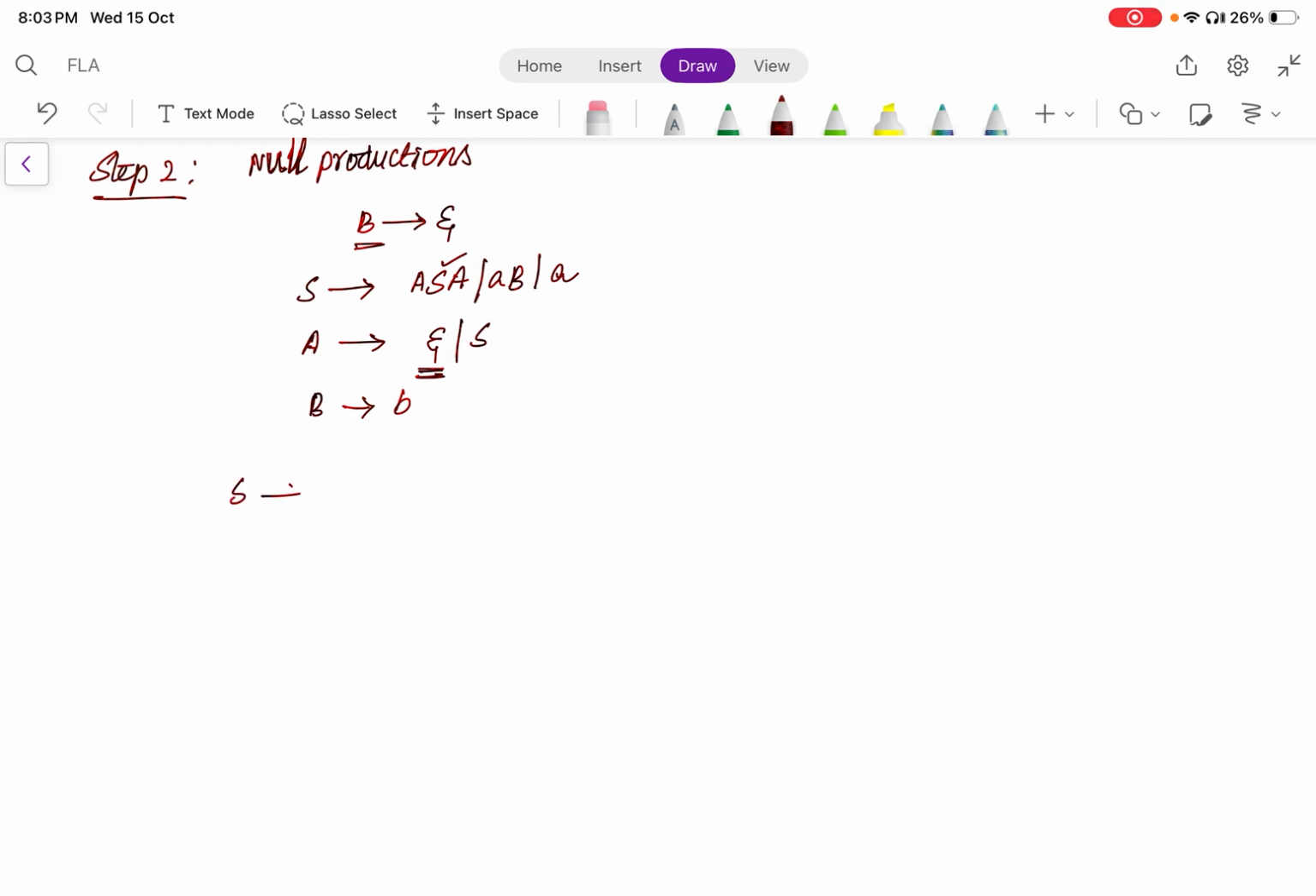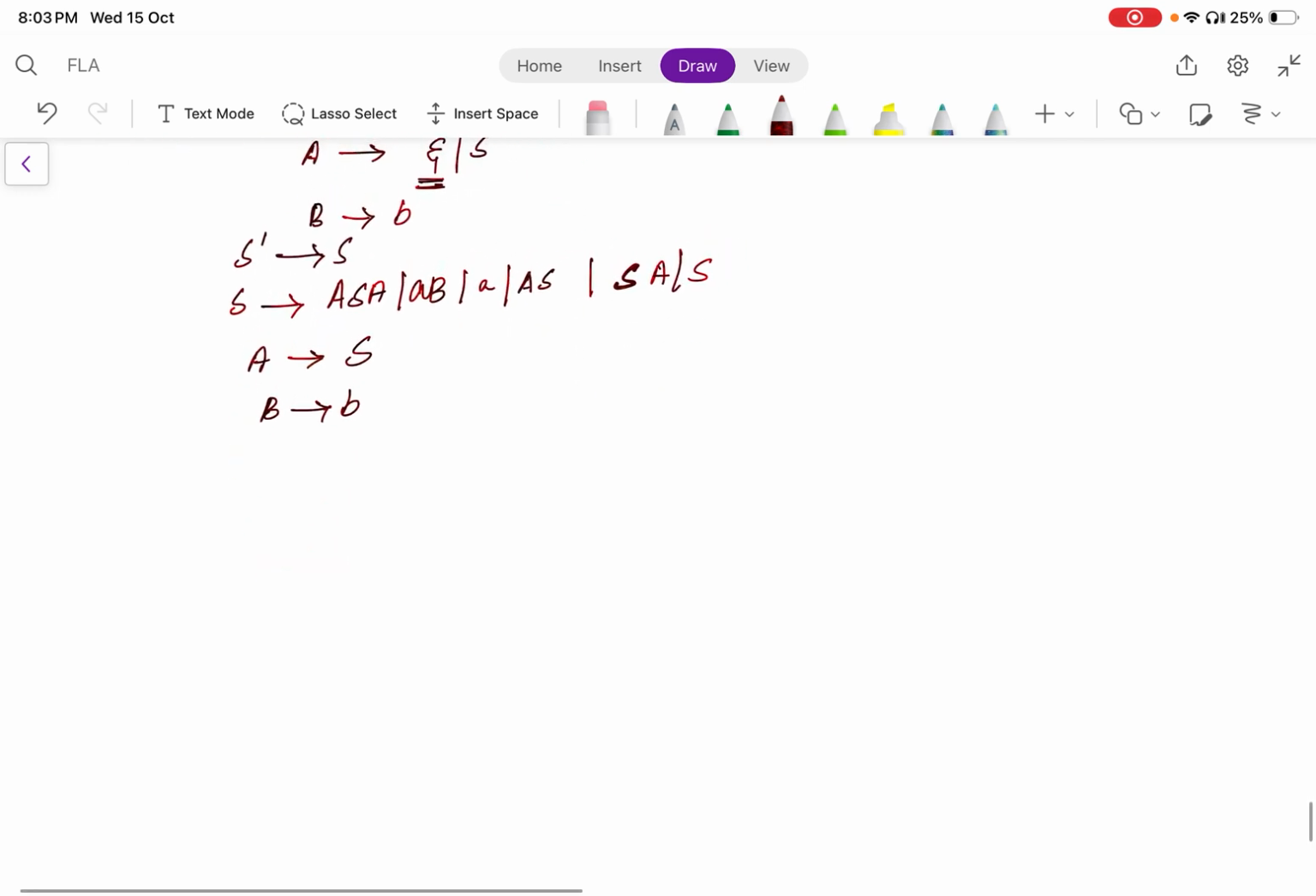So the new productions would be S tends to ASA, in addition to the original productions. First write all the original productions. Then you can substitute epsilon either at the end, or at the beginning, or at both places. So this will be your AS, SA, and only S. This is your new S production. Before this, we have S dash tends to S also. Now you have removed the epsilon production of A. You have only AS and B tends to b. Now you have removed the null productions.